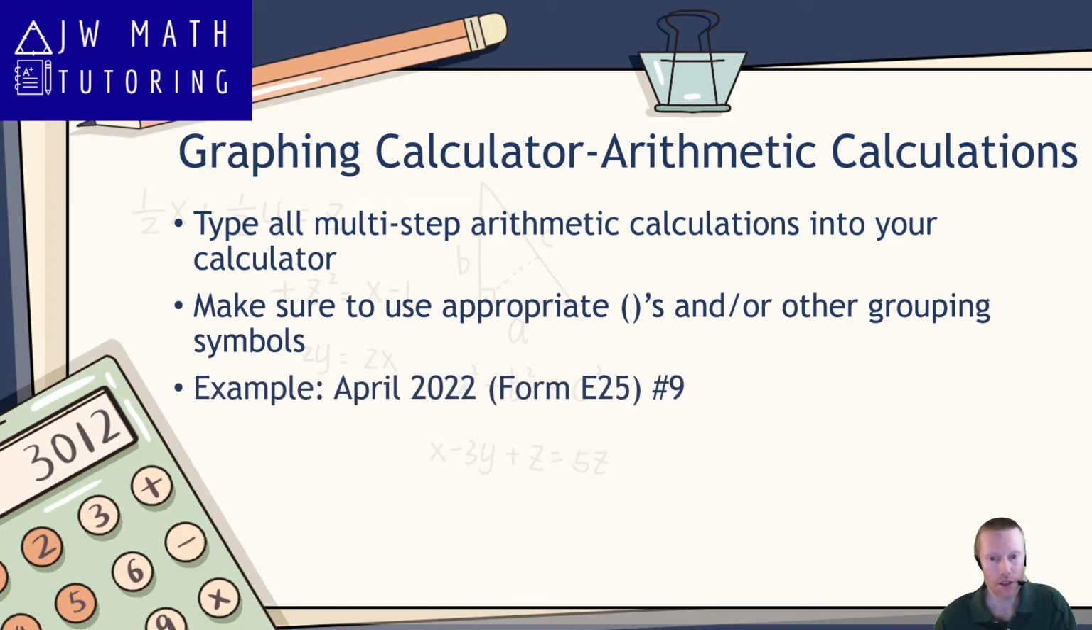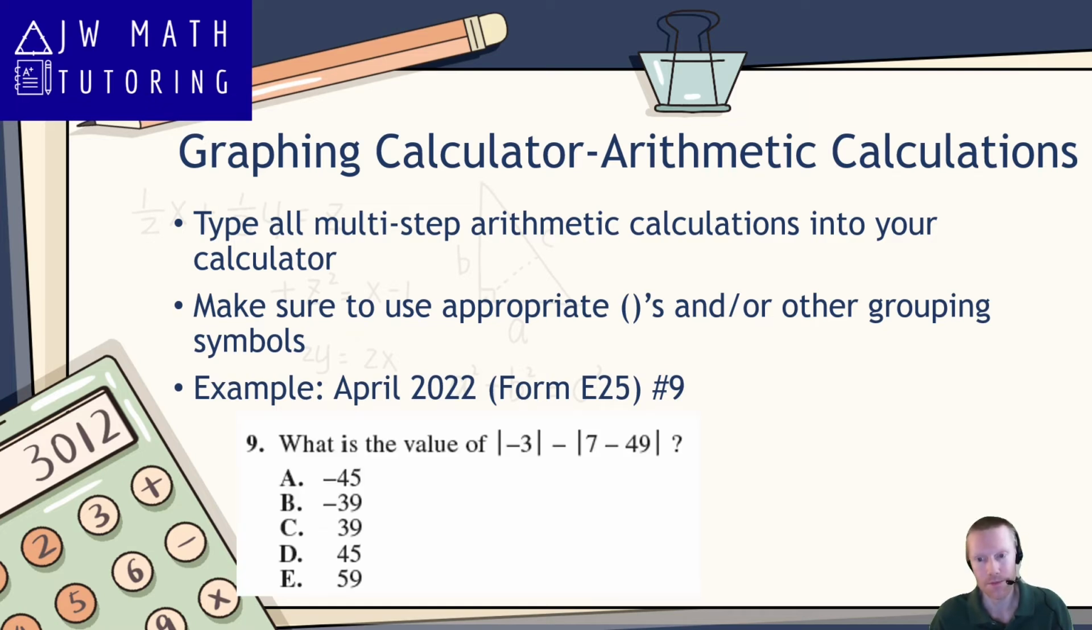So let's take a look now at another example problem. This is from the April 2022 test, Form E25. It's problem number 9. So here you can see the problem on the screen. Again, this is an absolute value question. And all you have to do is, on the graphing calculator, again, I'm using a TI-84 Plus C model, but you could easily do it on a TI-84 Plus or TI-83 Plus as well.